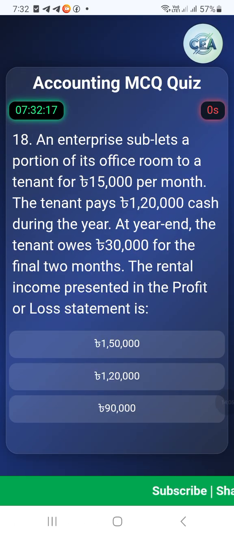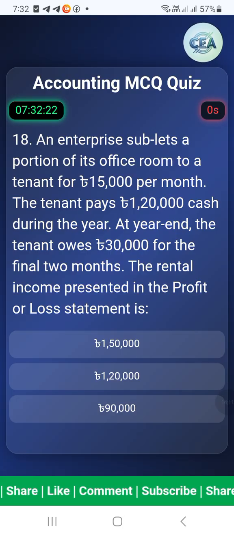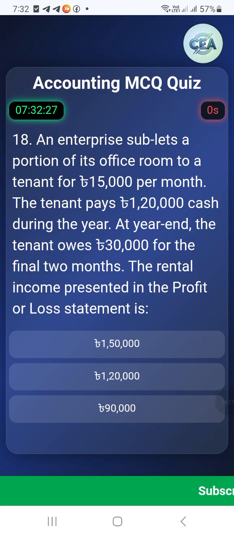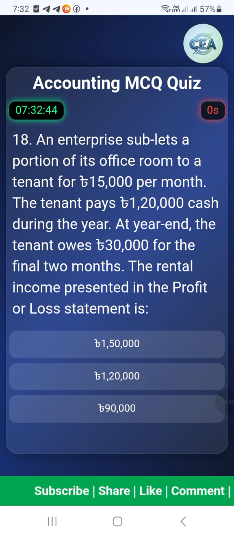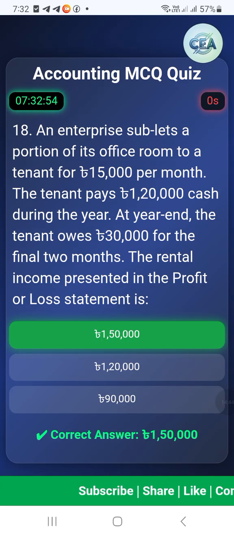18. An enterprise sublets a portion of its office room to a tenant for 15,000 takas per month. The tenant pays 120,000 takas cash during the year. At year-end, the tenant owes 30,000 takas for the final 2 months. The rental income presented in the profit or loss statement is: Option 1. 150,000 takas. Option 2. 120,000 takas. Option 3. 90,000 takas. Correct answer is 150,000 takas.